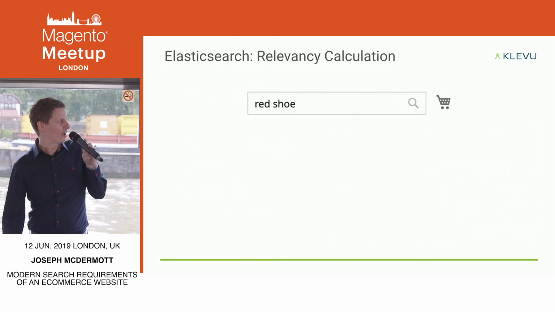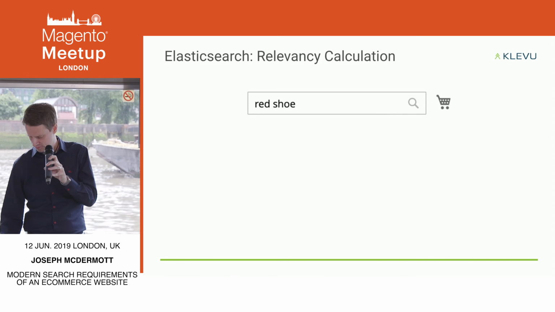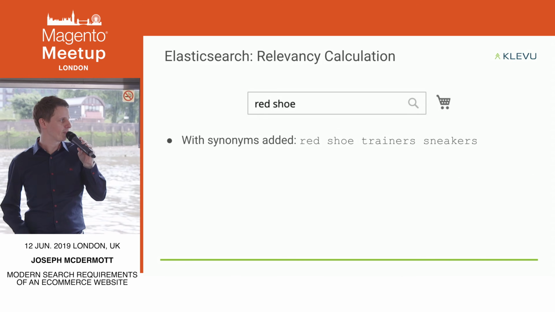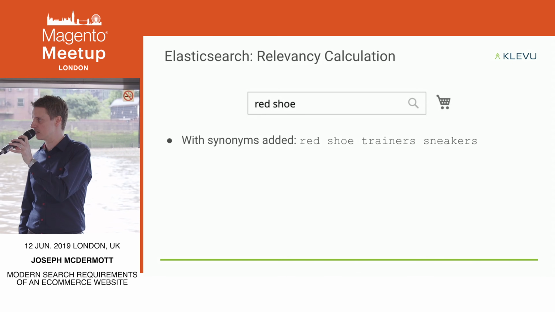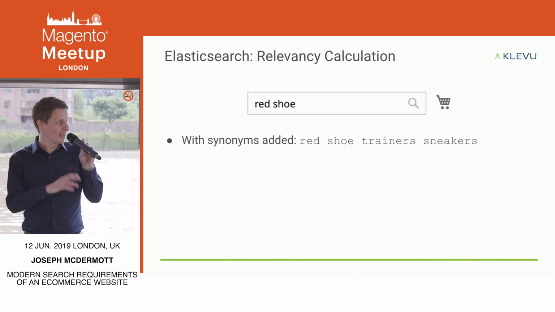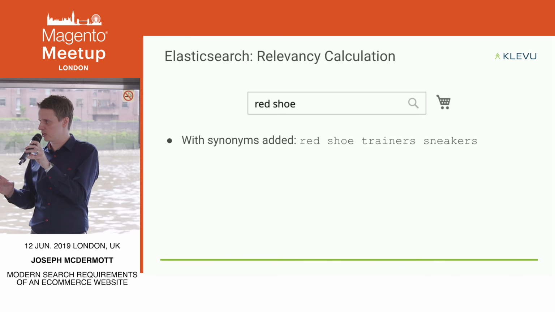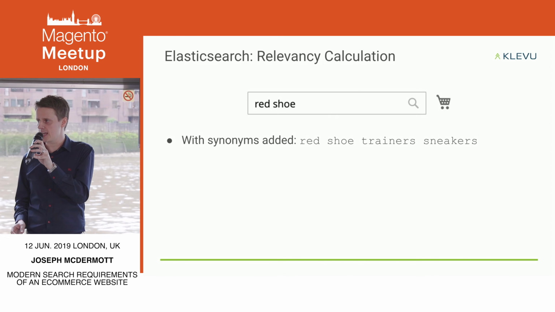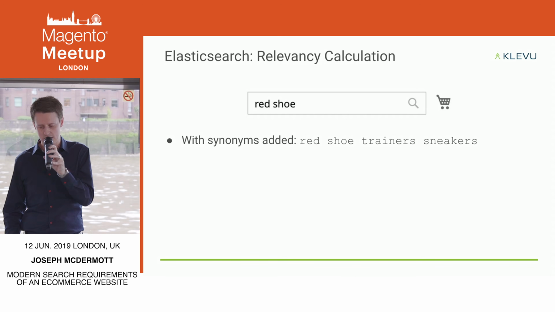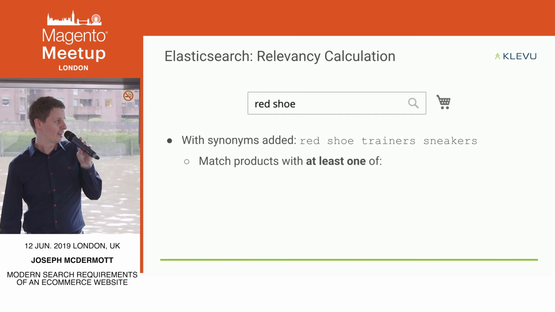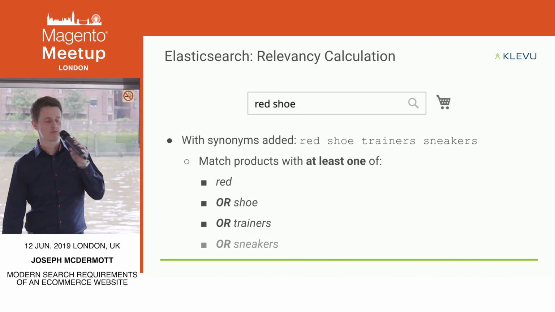Okay, let's take a look at an example search query. Let's say we're searching on a Magento Elasticsearch instance for red shoe. The first thing that happens is the synonyms are added. So now we're searching for red shoe, trainers, sneakers. Elasticsearch doesn't care that the customer didn't type in trainers or sneakers. It's going to treat these 4 words pretty much the same. It doesn't matter that the customer actually entered red shoe. It's looking for results for red shoe, trainers, and sneakers. Elasticsearch is going to try and match products with at least one of red, shoe, trainers, or sneakers.